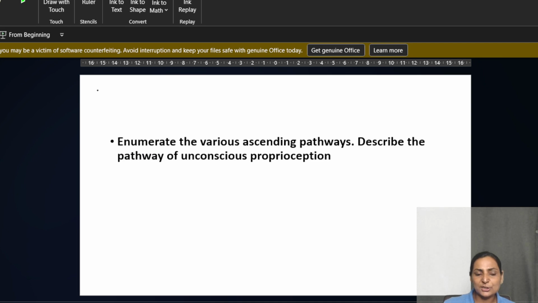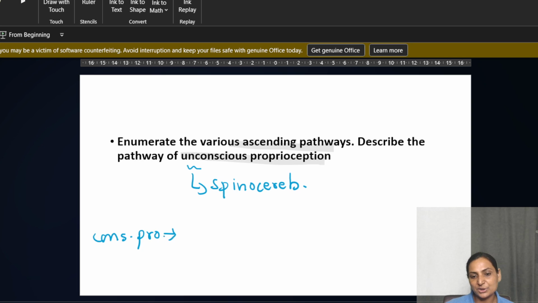Now suppose this comes again in the form of an LAQ, which could be: enumerate the different ascending pathways and describe the pathway of unconscious proprioception. Now enumeration we have already done in the last lecture, so I will not repeat this. Now suppose it is proprioception. If it is given unconscious, it is very specific that I am going to write about the spinocerebellar pathways, right? But you can also add a point that there is also conscious proprioception, which is carried by the dorsal column, that is your fasciculus gracilis and cuneatus. You can add this also to beautify your answer.